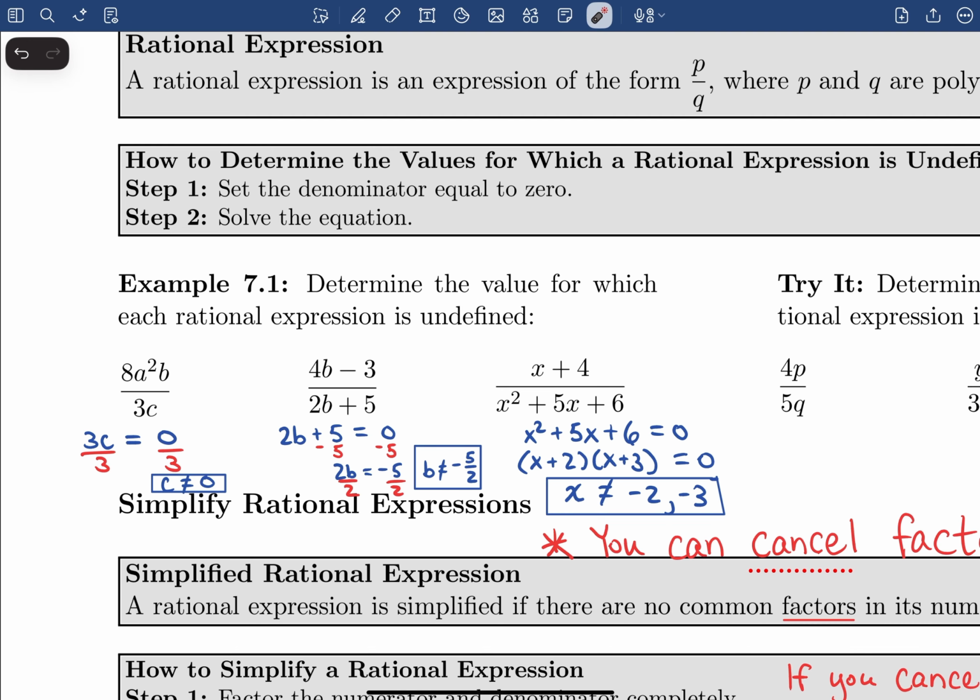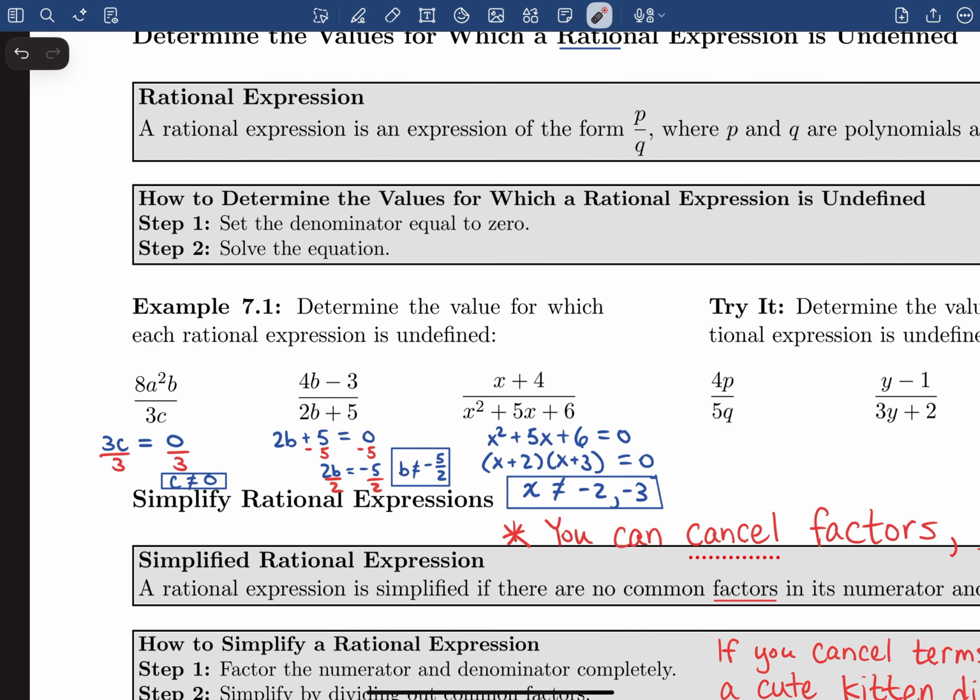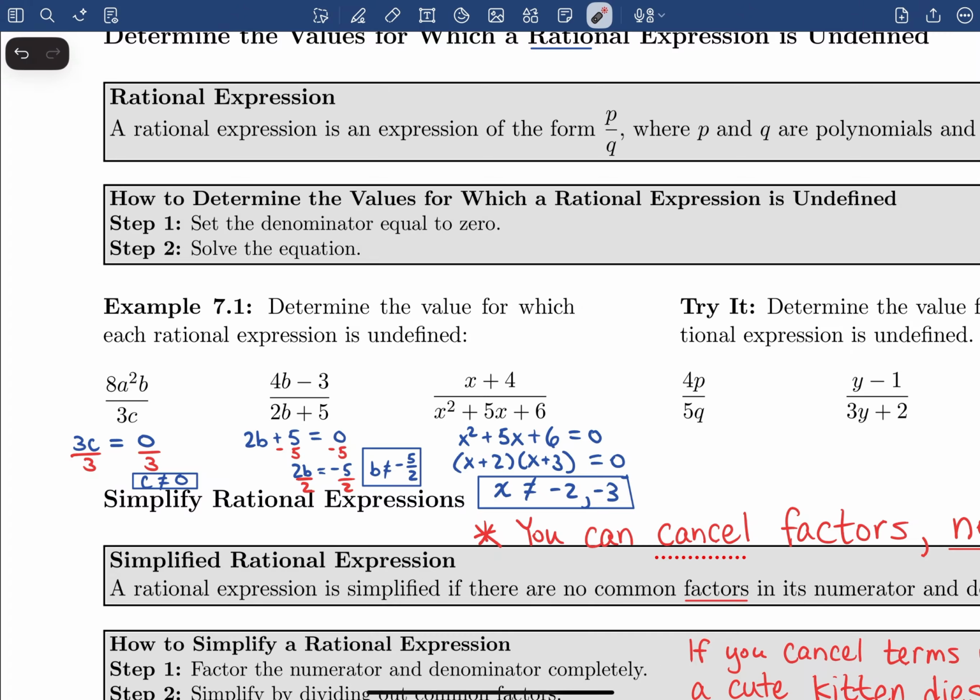Okay, so this is how you can determine the value for which a rational expression is undefined. And really all I did was follow this quick two-step process. Set the denominator equal to 0 and then solve the equation. That's it. Really simple. Little reminder for you, I did not even consider looking at the numerators for any of this information.